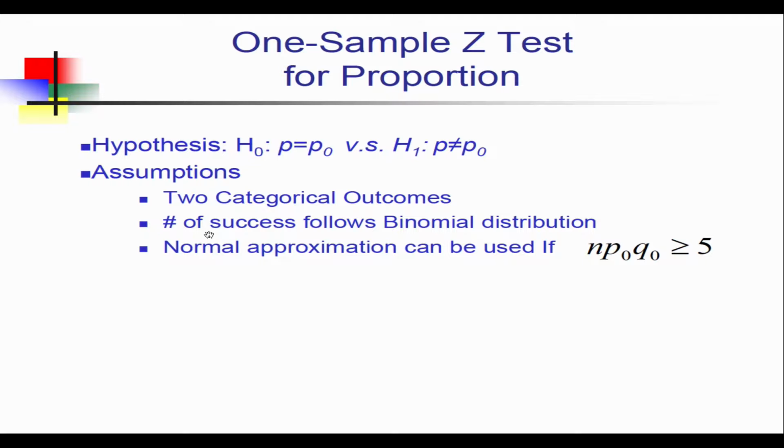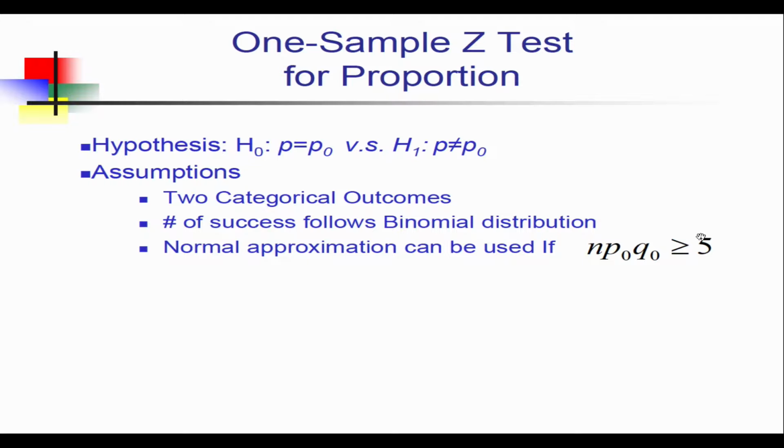Another condition is that the number of successes follows a binomial distribution. And the normal approximation should be used whenever this quantity, n, the total number of trials, multiplied by P0, the value you put in your null hypothesis. This is, under the null, what you believe the population proportion equals. N multiplied by P0 times Q0. Q0 is just 1 minus P0, the failure probability.